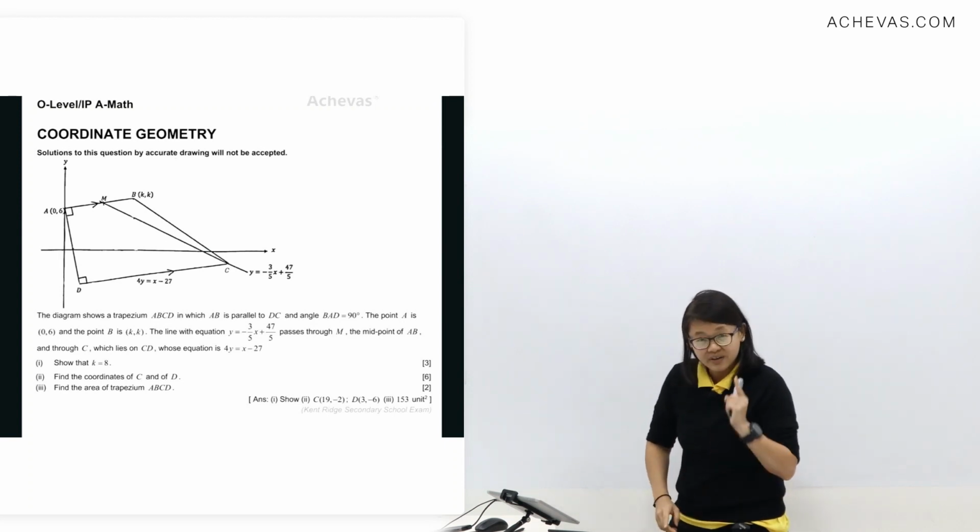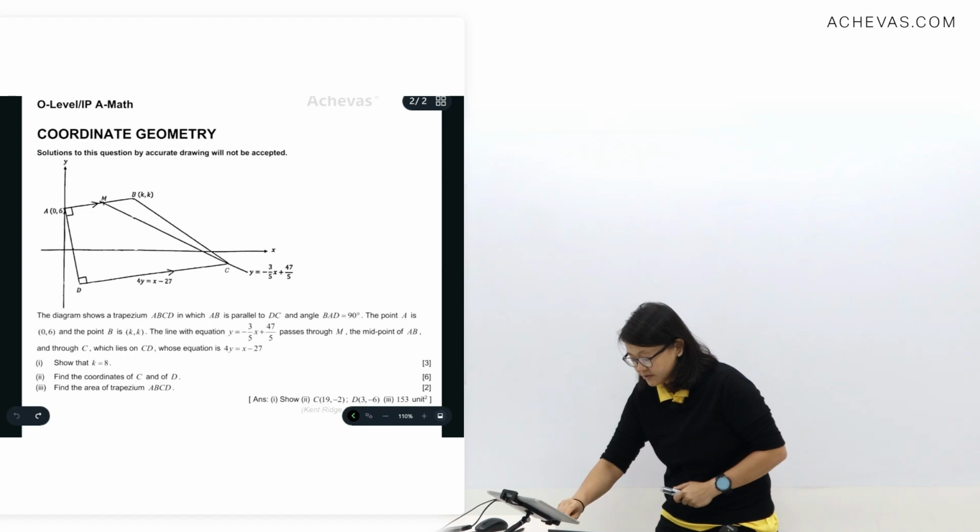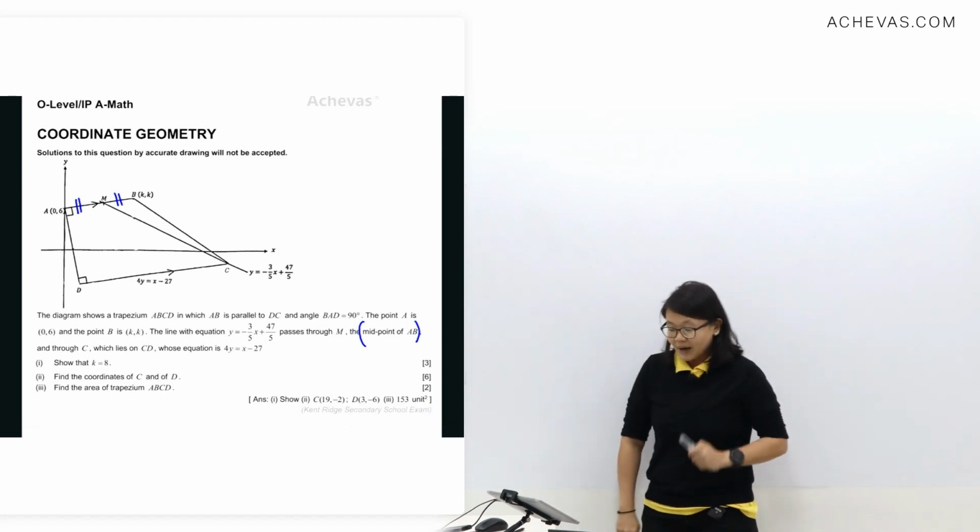Now notice that's one piece of information that's not in. I'm going to place that in, which is this one here, midpoint AB. Let's just put it into the diagram. Now let's read the part 1 question.